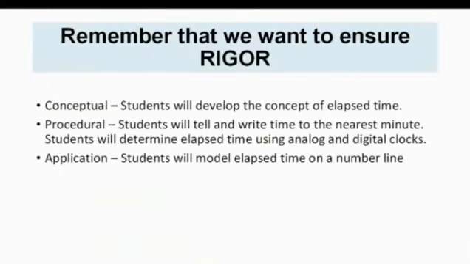Now, as we're going through these lesson plans, keep in mind that we want to ensure rigor. As in, conceptually, students will develop the concept of elapsed time. Procedurally, students will tell and write time to the nearest minute. Students will determine the elapsed time using analog and digital clocks. And this is pretty key because many kids don't know how to use an analog clock. Lastly, application, students will model elapsed time on a number line.